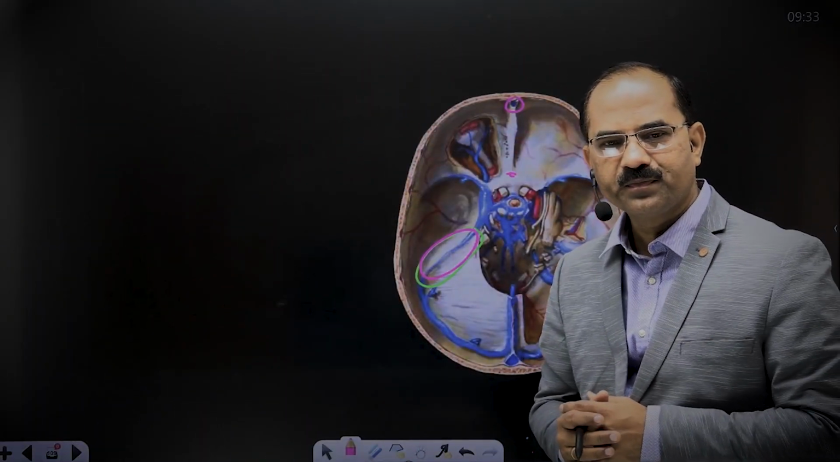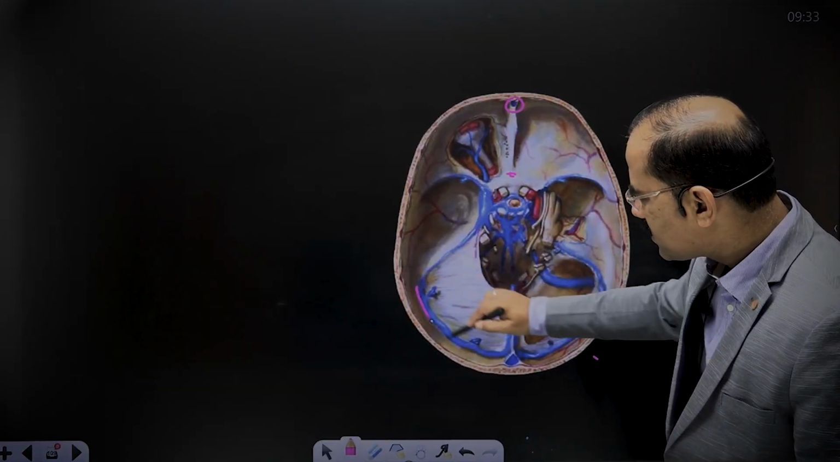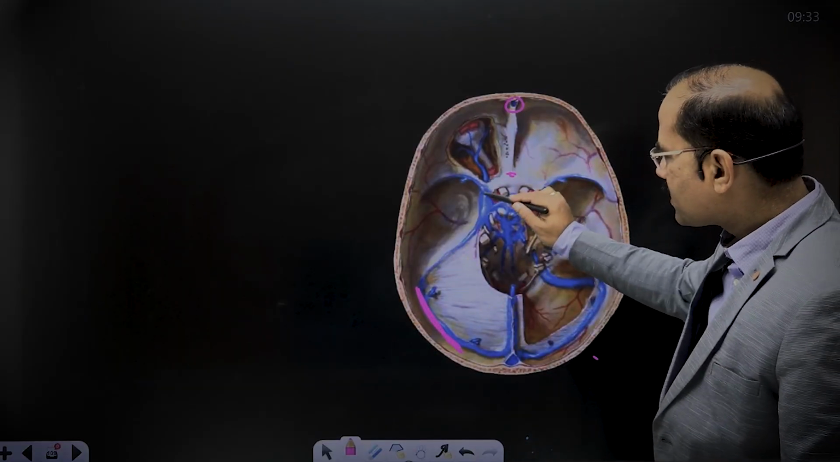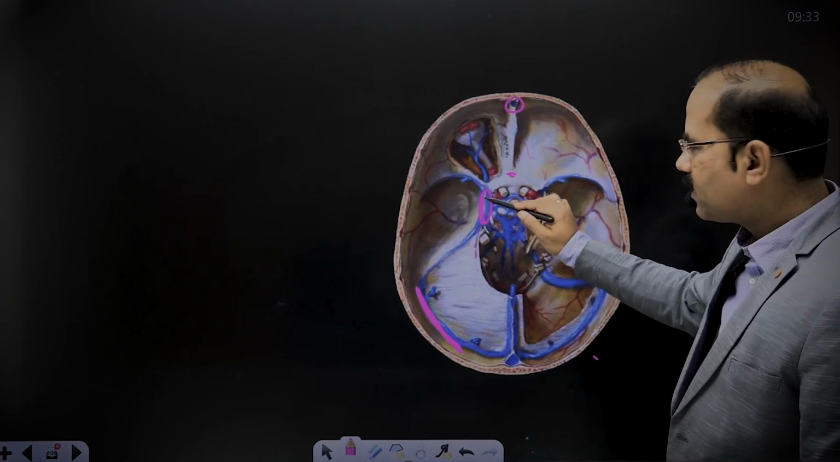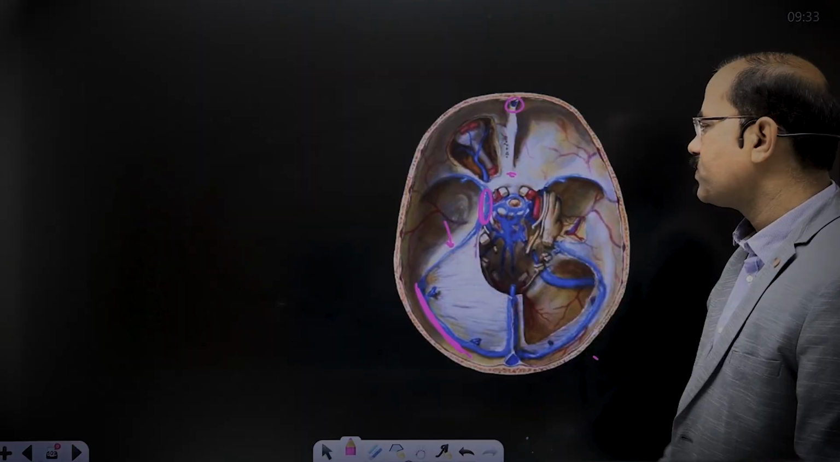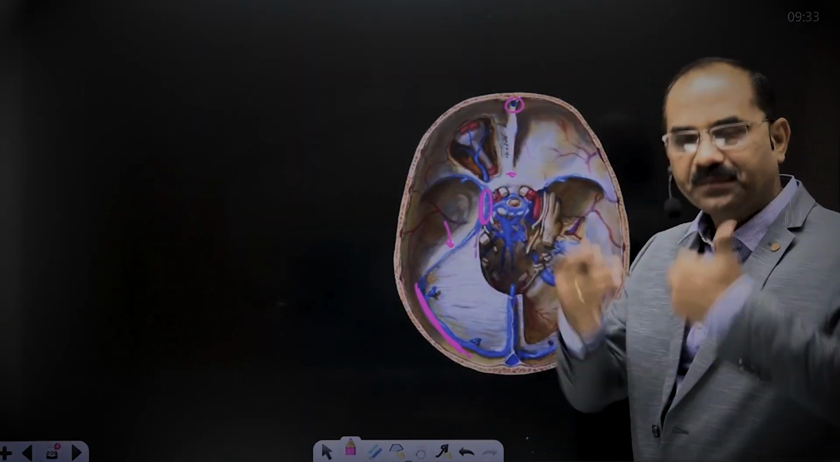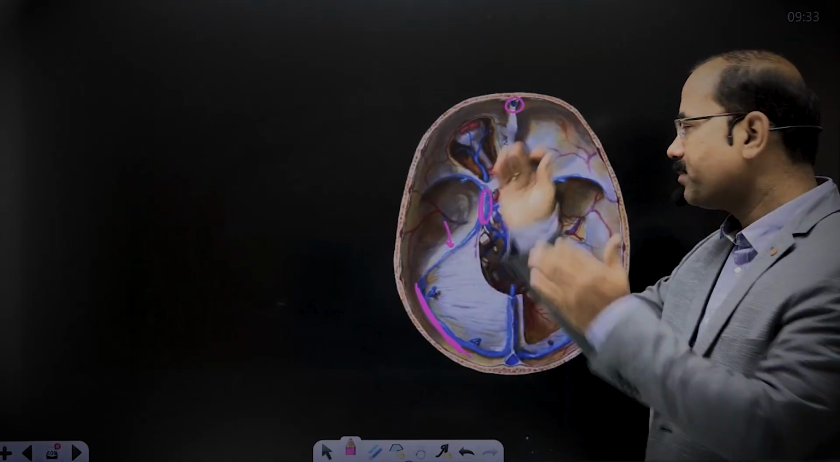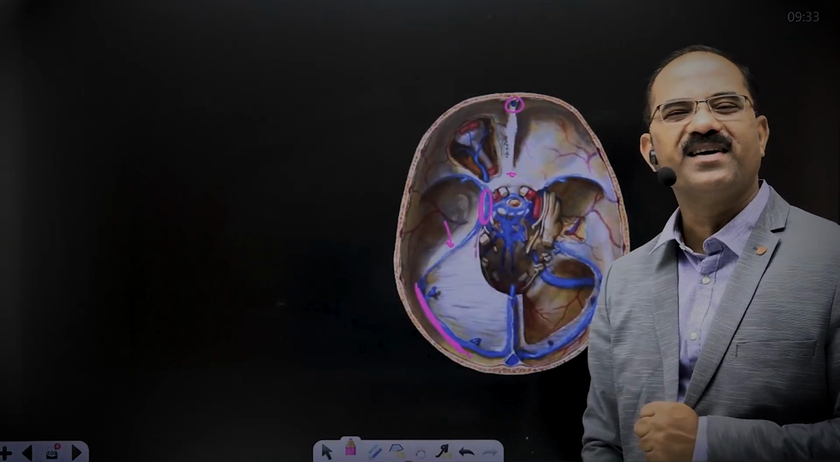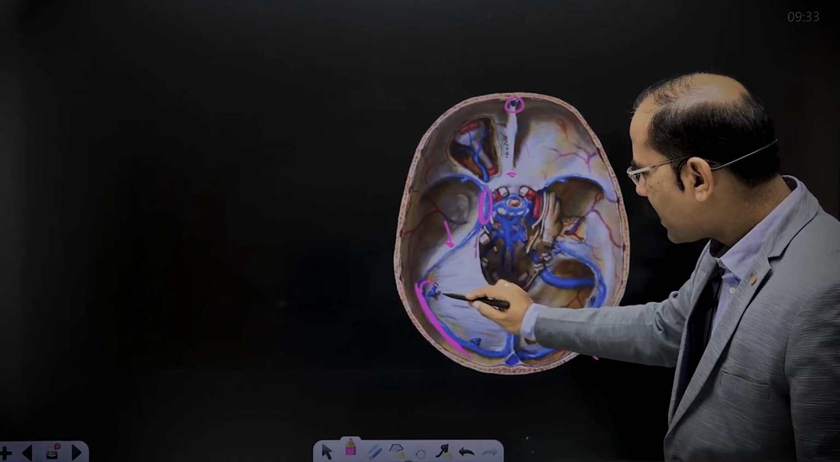Clear to all of you? Okay, so what is this sinus? That's the transverse sinus. That's the cavernous sinus. So who's connecting the cavernous sinus to the transverse sinus? That's the superior petrosal sinus. So the superior petrosal sinus is going to take the blood from the cavernous sinus to the transverse sinus. Clear? Now this transverse sinus then becomes what? What is this S-shaped sinus here?